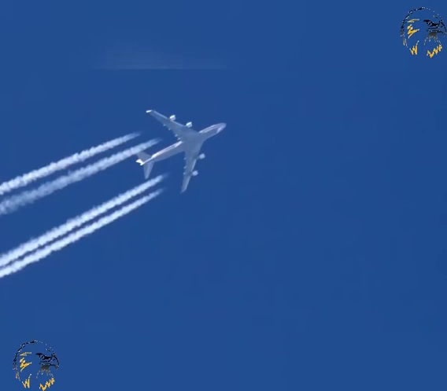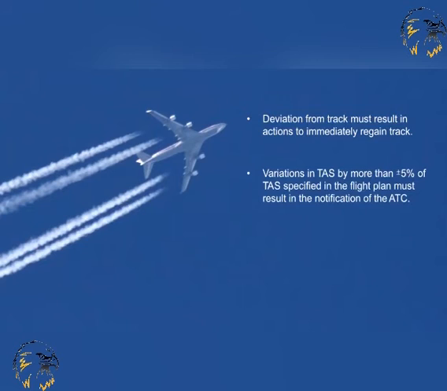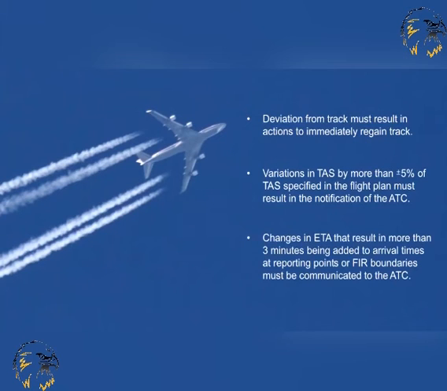Controlled flights are required to operate along the centerline of an airway or route, directly between beacons, if that is how the route is specified. If a controlled flight inadvertently deviates from its current flight plan, the following action is to be taken. Deviation from track must result in actions to immediately regain track. Variation in TAS by more than ±5% of TAS specified in the flight plan must result in the notification of the ATC. Changes in ETA that result in more than 3 minutes being added to arrival times at reporting points or FIR boundaries must be communicated to the ATC.